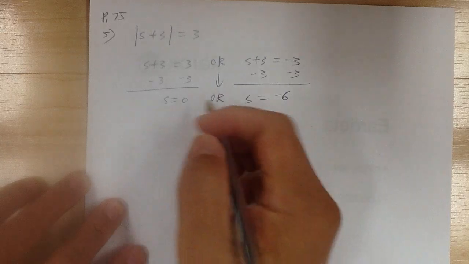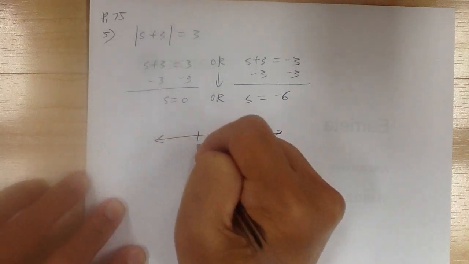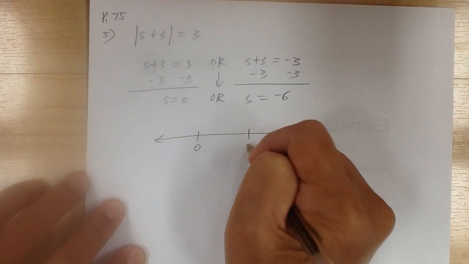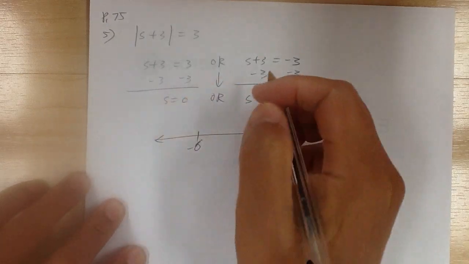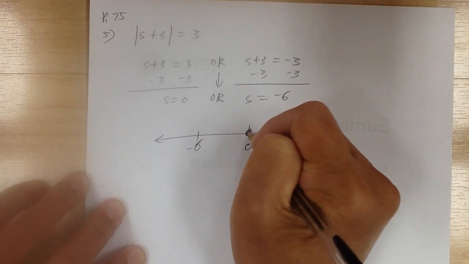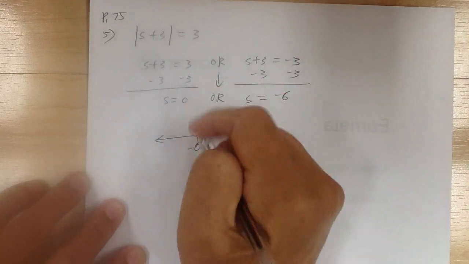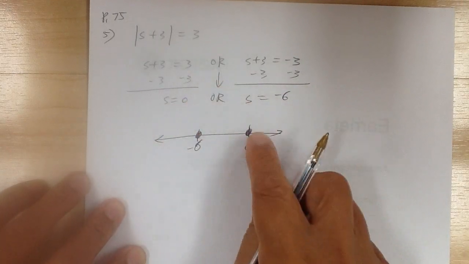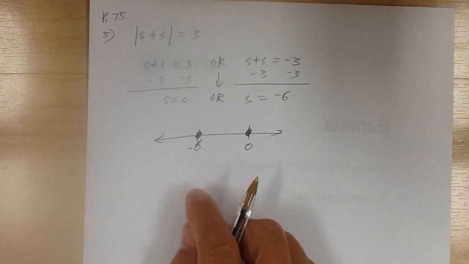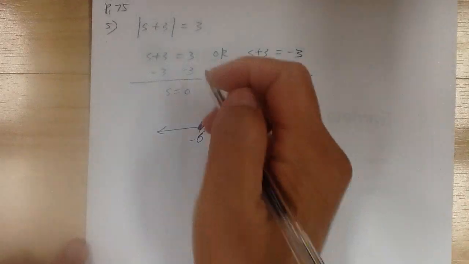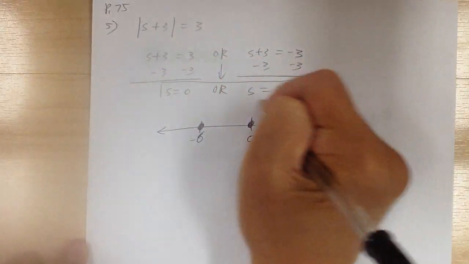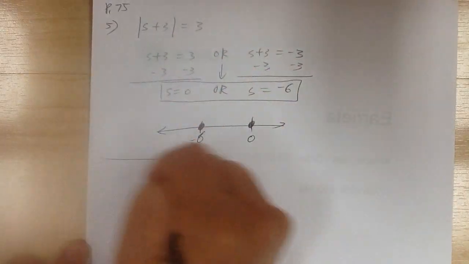And you're going to graph that. So you got 0, negative 6. Okay, so this one is going to be just a dot, because there's no equality, just equal, and this one will be a dot. Okay, so it will be 2 dots. And this will be your final answer, and this is a graph.